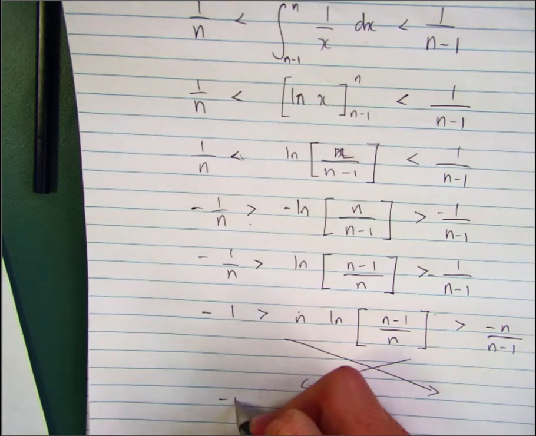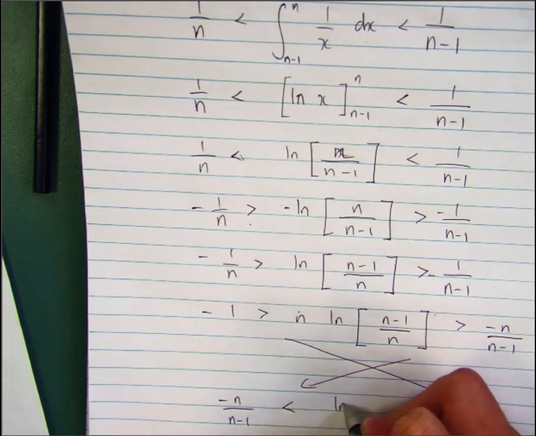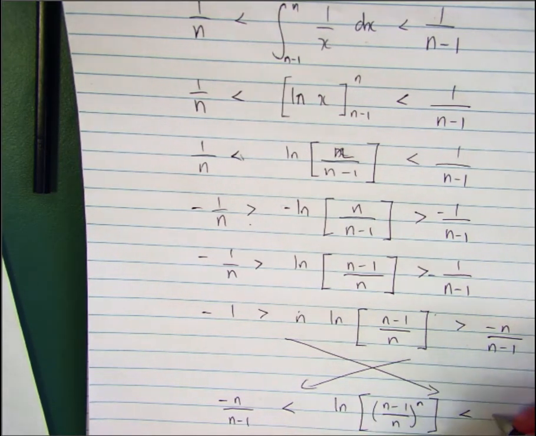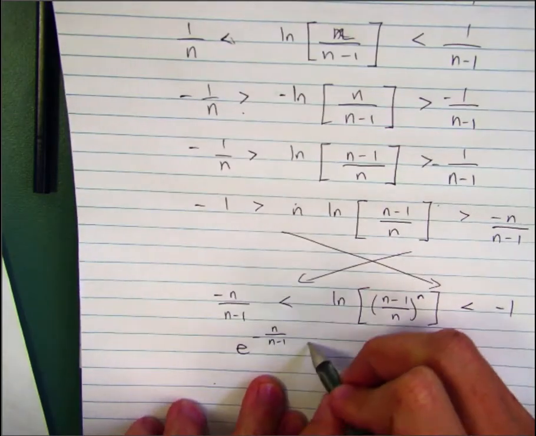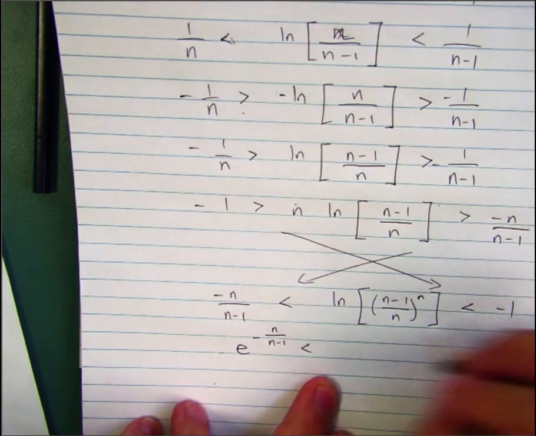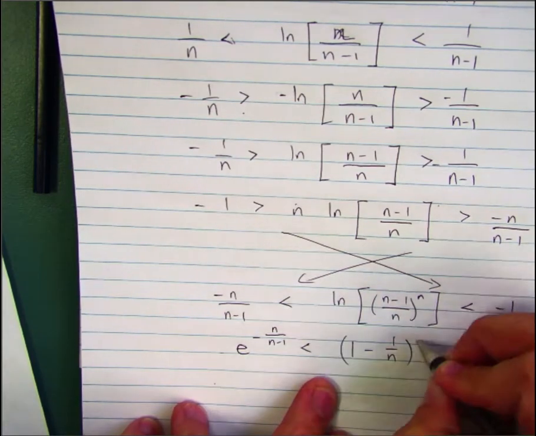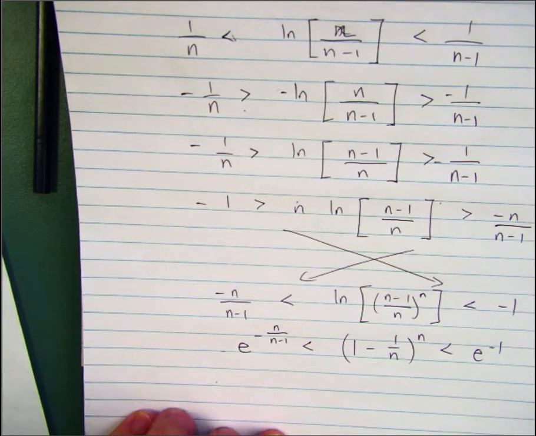So I end up with negative n over n minus 1 is less than the log of ((n minus 1) on n) to the power of n, which is less than negative 1. Take e to the power of, or write it like it wants us to write it, as required.